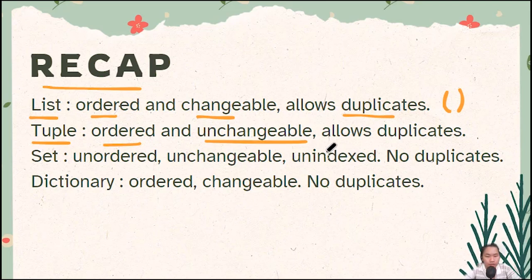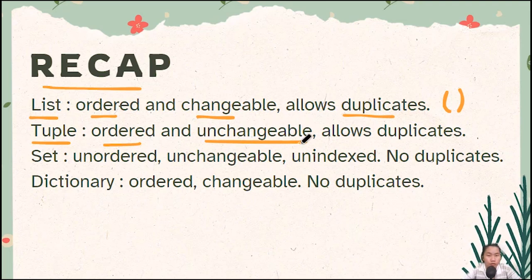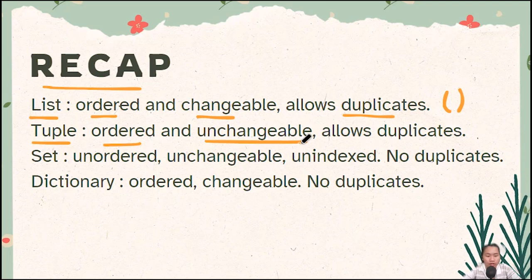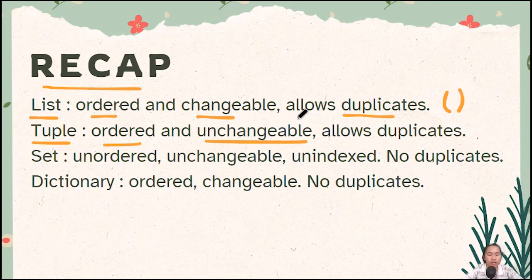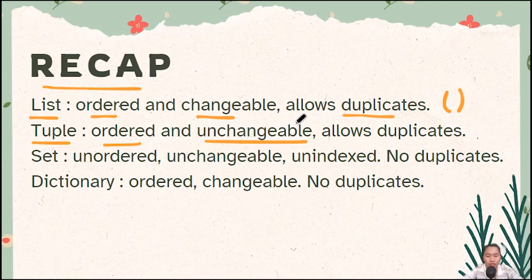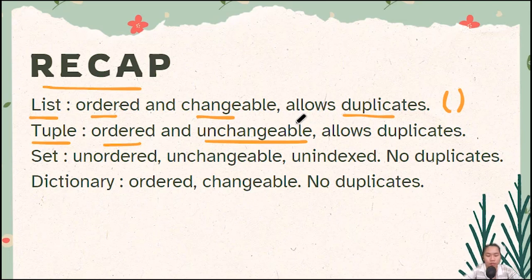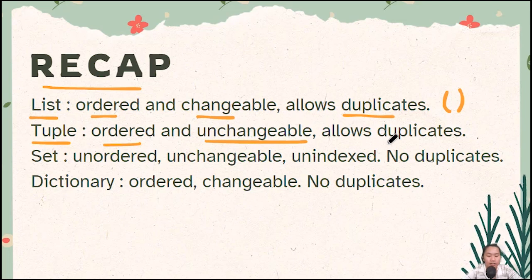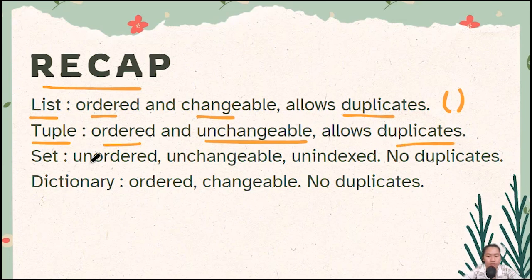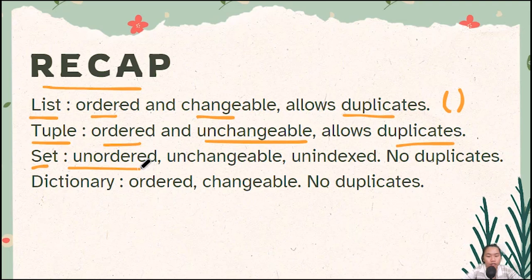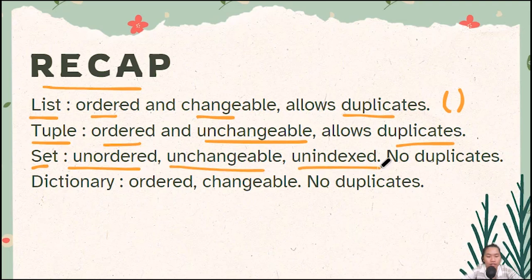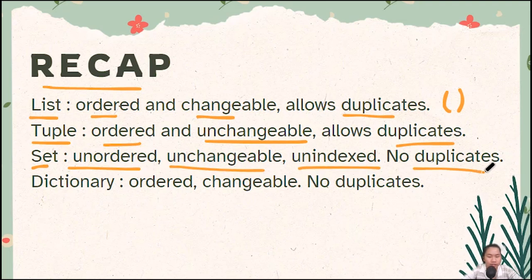Now I have big double quotes for this unchangeable part, even though you obviously cannot directly add or remove the items of a tuple. There are certain ways that you can work around it. There are plenty of methods that would give you the same freedom of adding and removing a tuple item, okay? And it does allow for duplicates like list. Set, however, is unordered, unchangeable, unindexed, and no duplicates, okay?